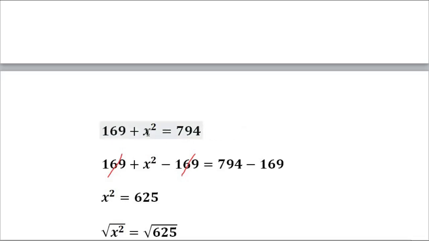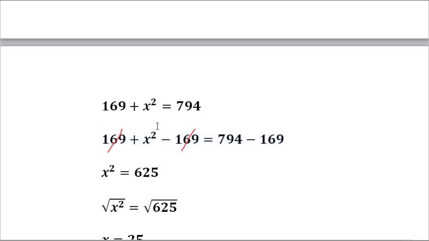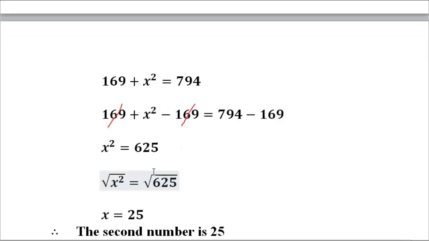To find the value of x, I will subtract positive 169 from both sides of the equation to eliminate it from the left side. This will help us isolate x square on the left side of the equation. And subtracting 169 from 794 on the right side gives us positive 625. Now it's time to eliminate the square of x. So let's take the square root of both sides.